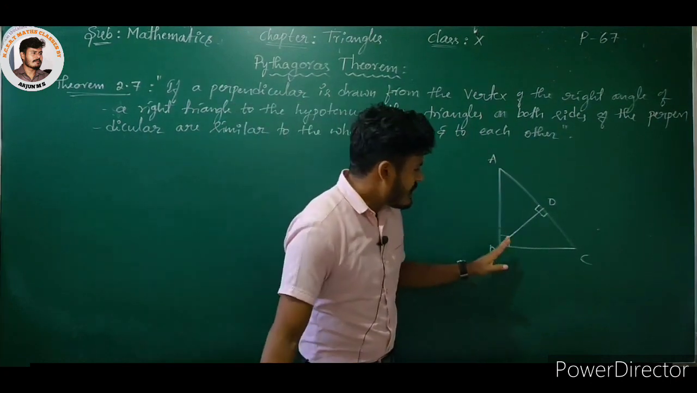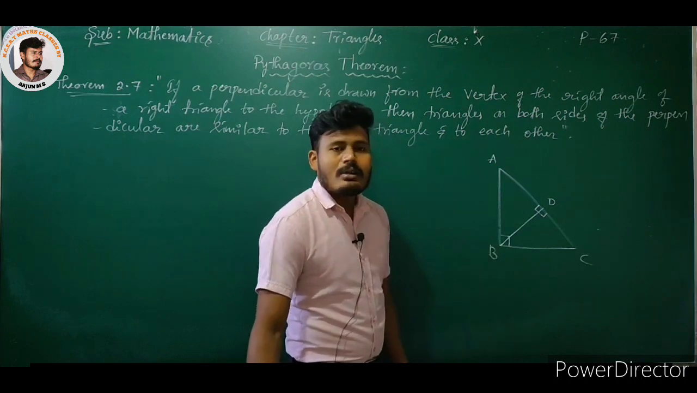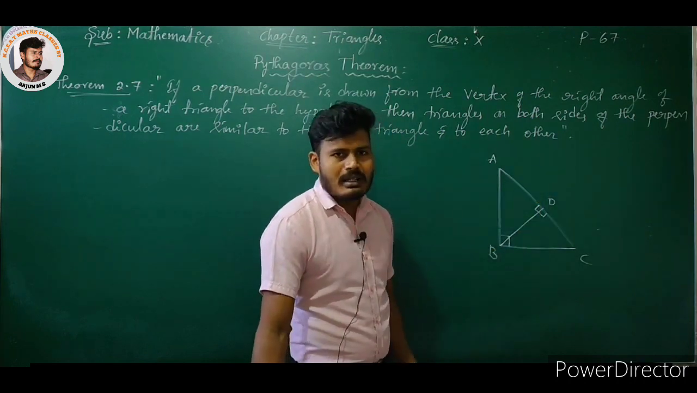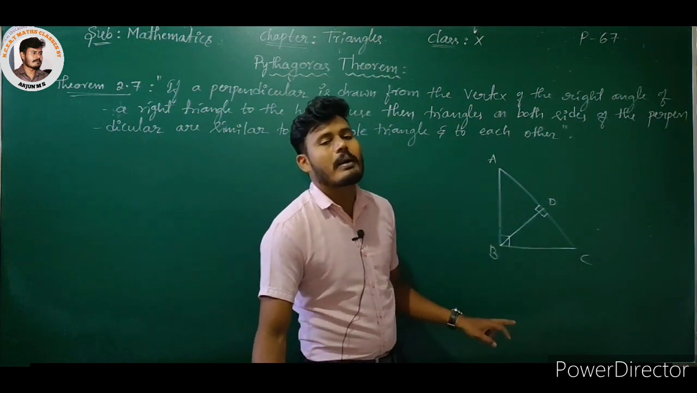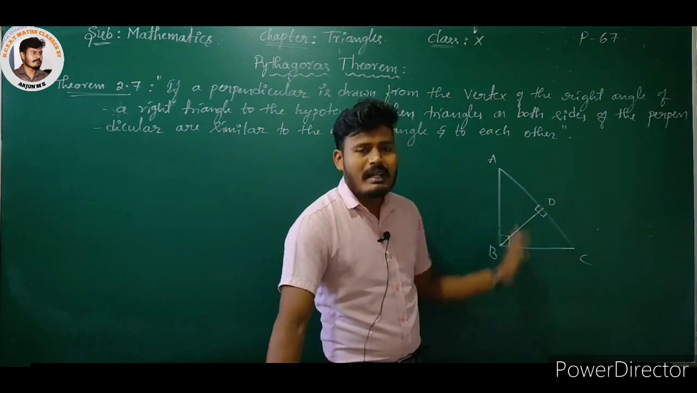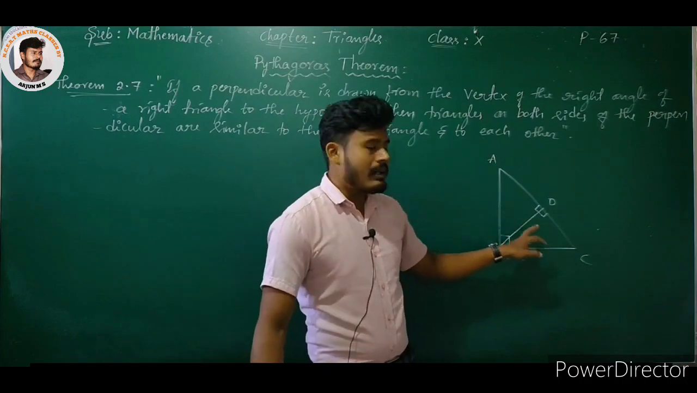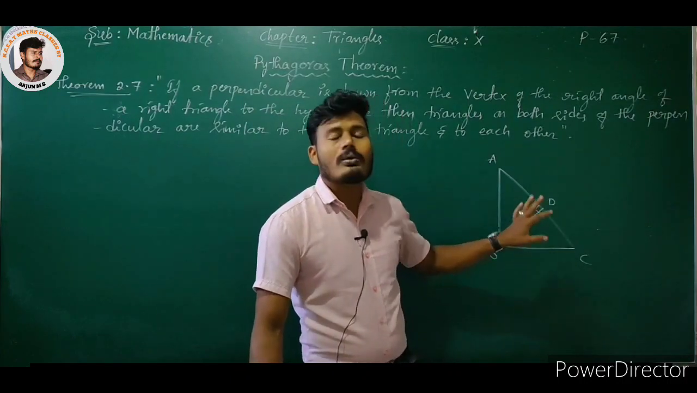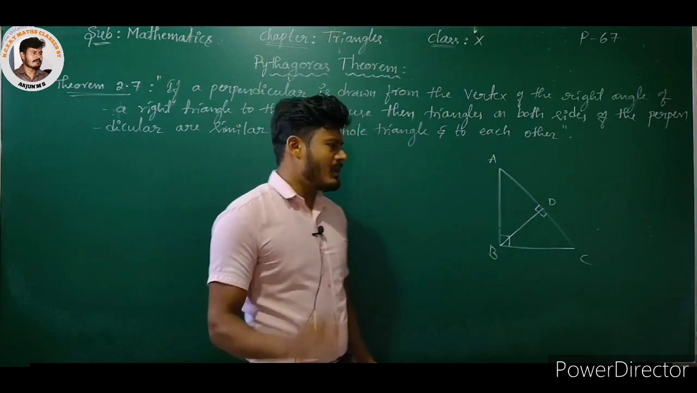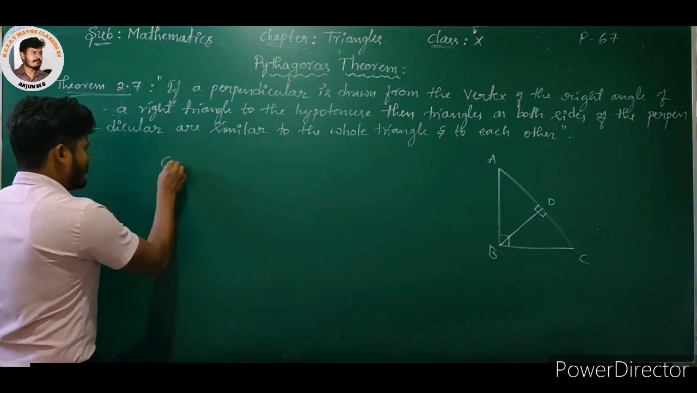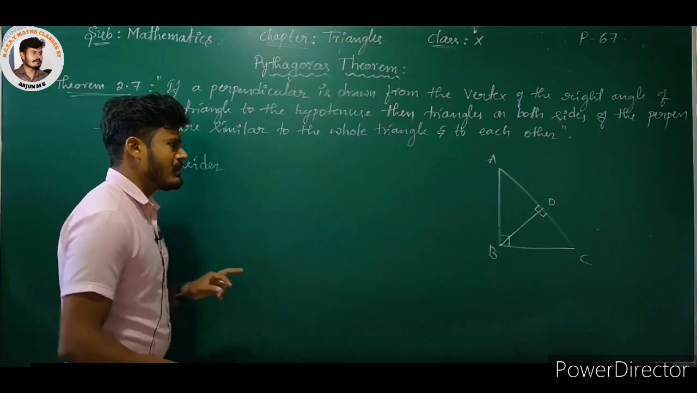It is given here: after drawing a perpendicular BD from the right angled vertex to the hypotenuse of a right angled triangle, the triangles on both sides of the perpendicular line are similar to the whole triangle. Look at what they are saying: the two triangles formed separately, each of those triangles is similar to the original triangle. So let us take it down here, first one, and verify whether the statement they gave is correct or wrong.